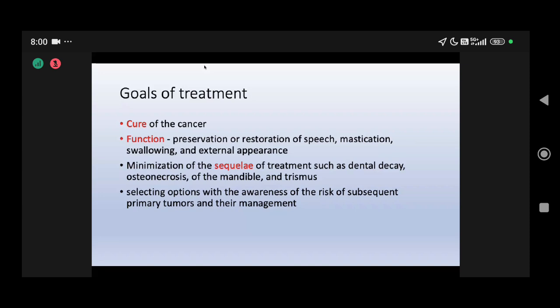The goal of your treatment is cure of the cancer, but at the same time, the tongue being a functional organ, you would like to preserve and restore the speech, mastication, swallowing, and external appearance of the organ. You will also like to minimize the sequelae of treatment, such as dental decay, posterior radionecrosis of the mandible, and the trismus. The selection options you have to select with awareness that there can be subsequent new primaries and you will need to manage those tumors also.